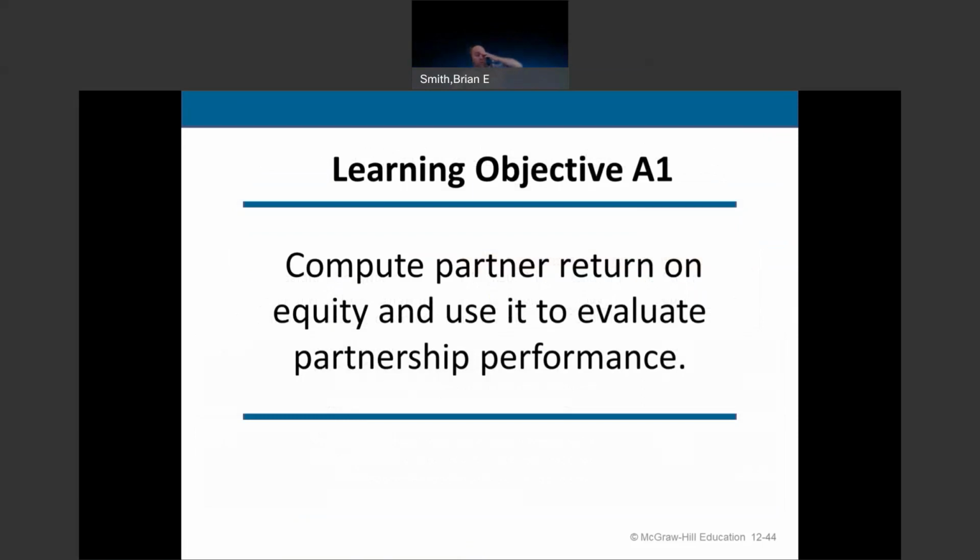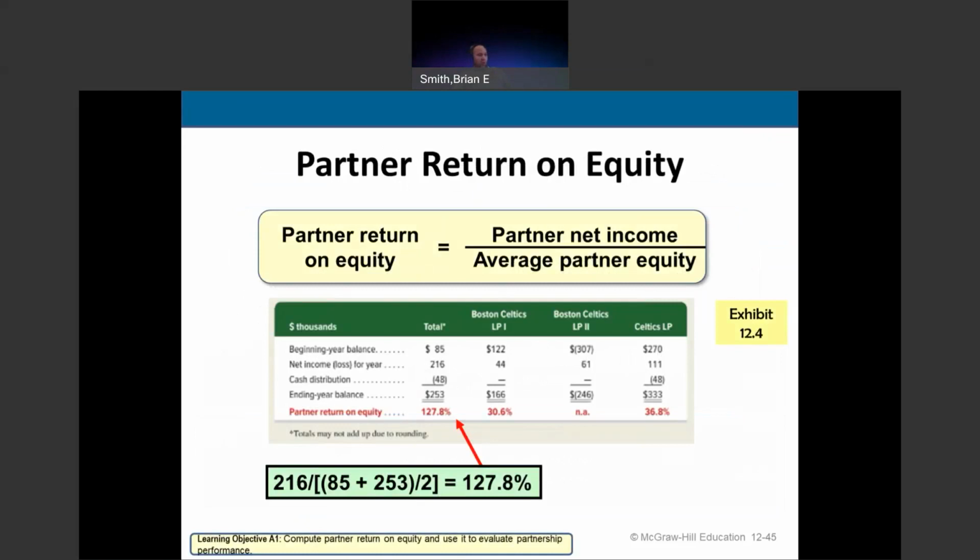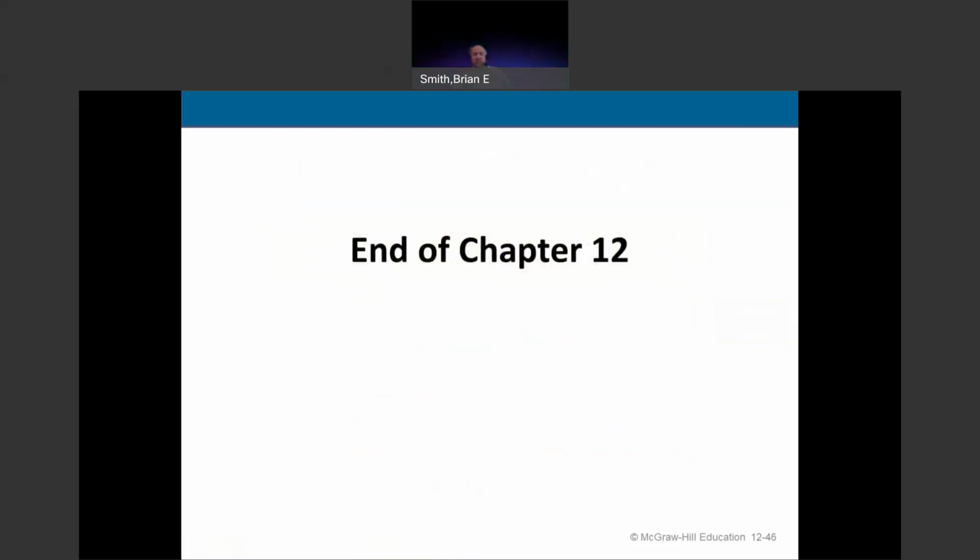Compute partner return on equity. Okay, all right, so this is kind of a no. We don't really care much about this one. Partnership net income divided by partner average equity is going to get you your partner return on equity. So that's chapter 12.